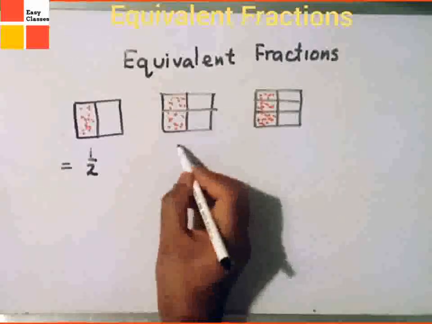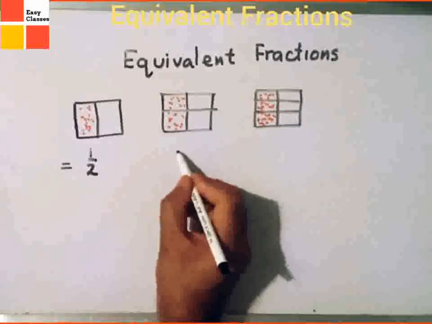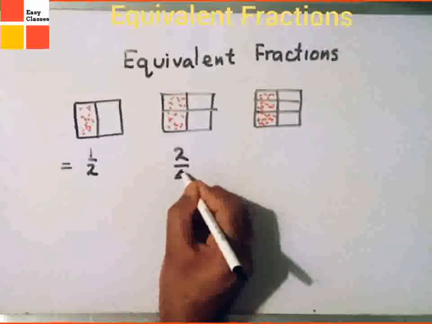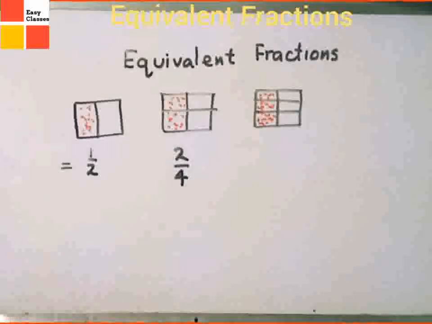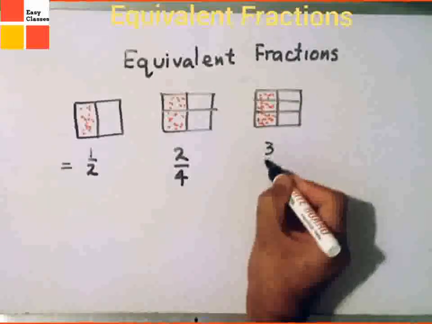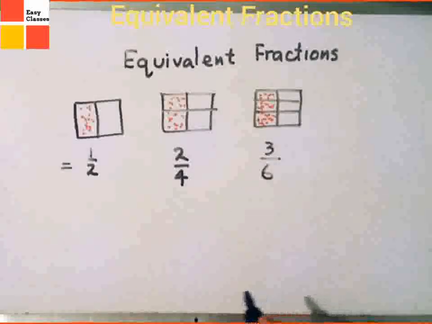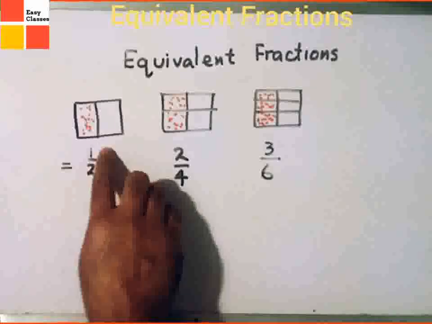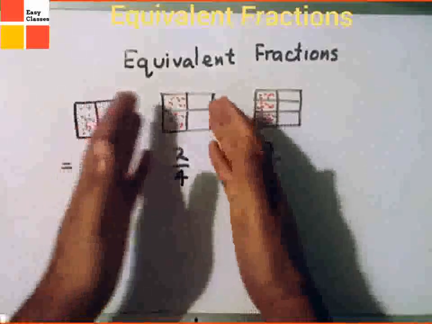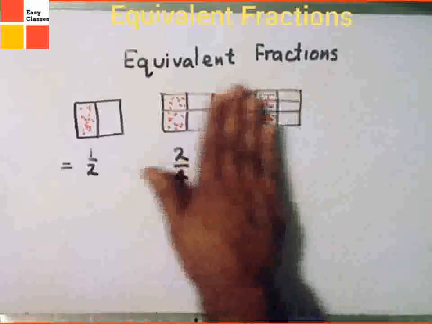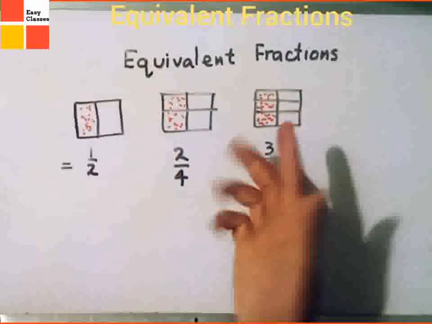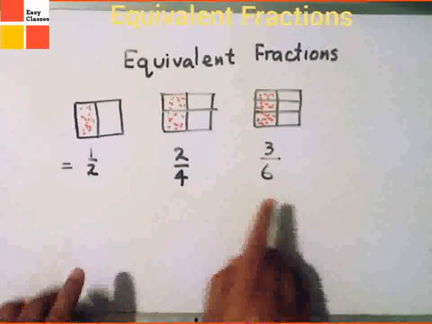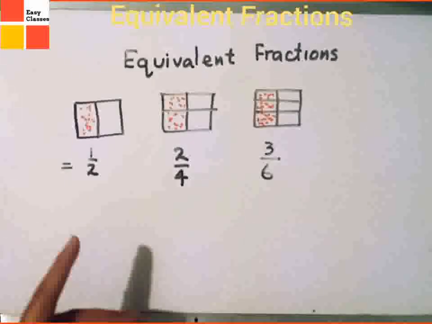Here these shaded parts are two parts out of four, that means two by 4. Then in this case, three shaded parts out of a total of 6. Now if we can somehow place these three figures one over the other, they will appear as only one, which means that these fractions are actually the same.